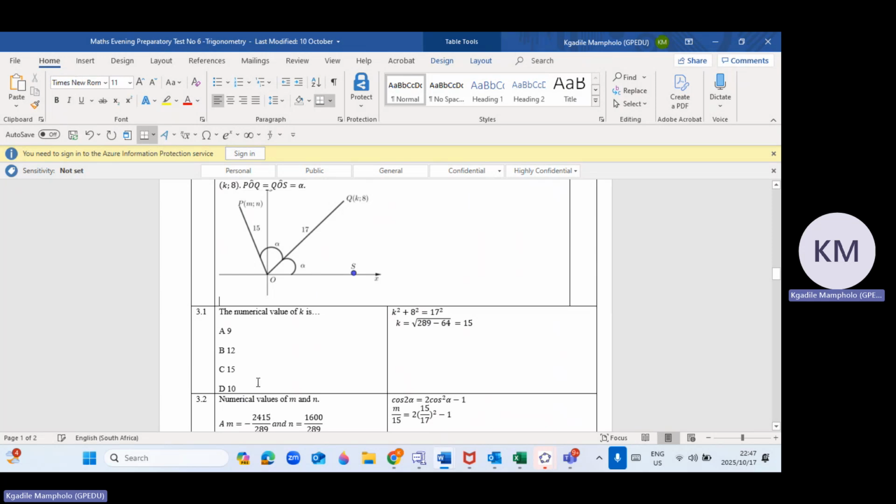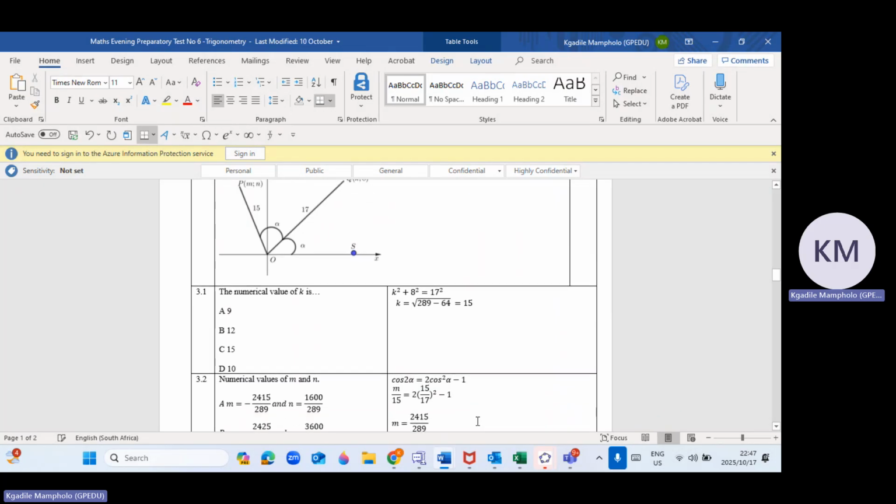Now, when you go to the second question, since we want to calculate m and n, we will say cos 2 alpha. We say cos 2 alpha because that arm there is 2 alpha. So for m and n, you'll use them in the ratio of 2 alpha, not alpha. And for k, 17 and 8, you use them in 1 alpha.